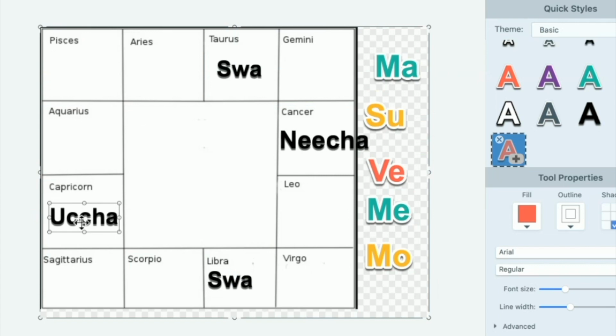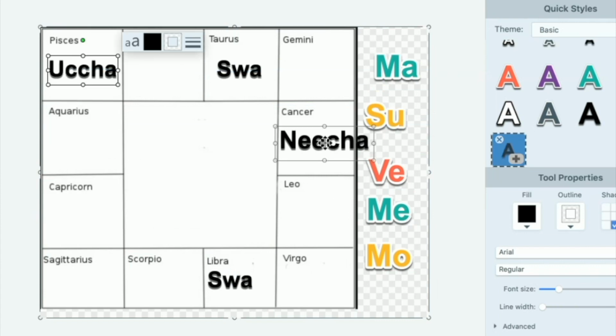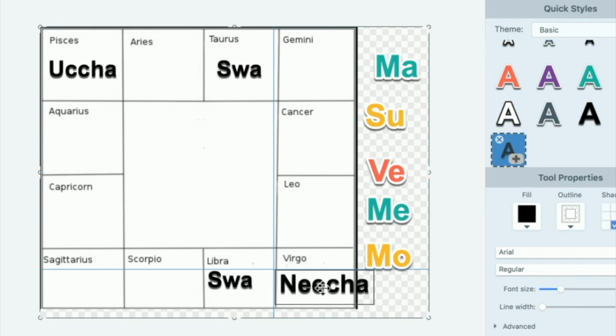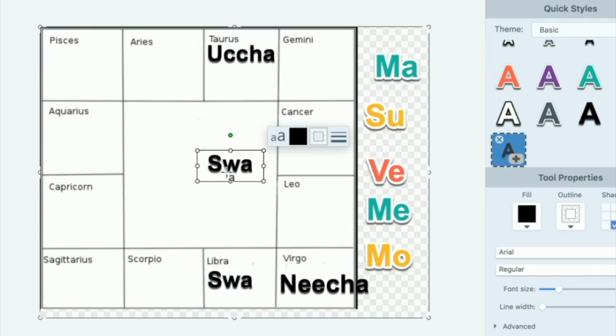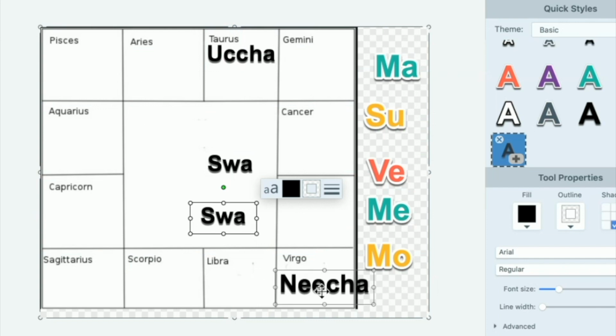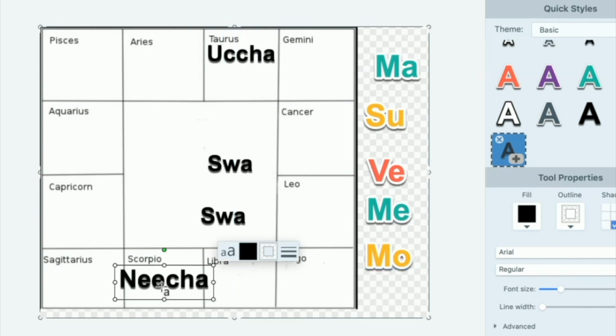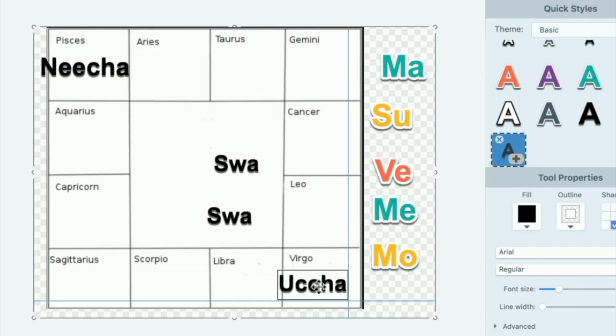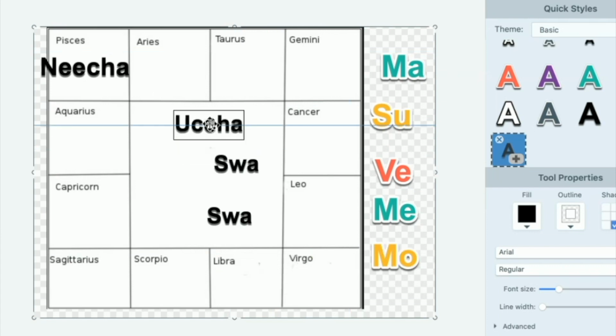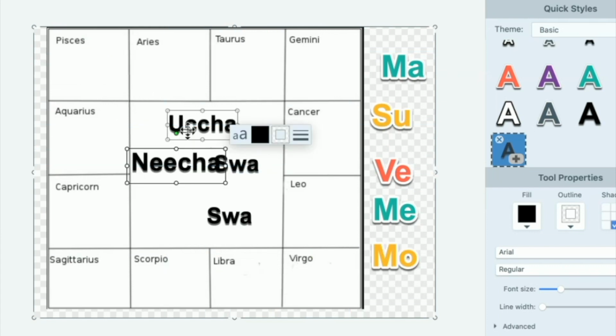And Venus is Ucha in Pisces, Nicha in Virgo, and that's opposite houses. The moon is Ucha in Taurus, Nicha in Scorpio. That's opposite. Then Mercury is Nicha in Pisces and Ucha in Virgo. That's opposite. So far they've been in opposite houses.